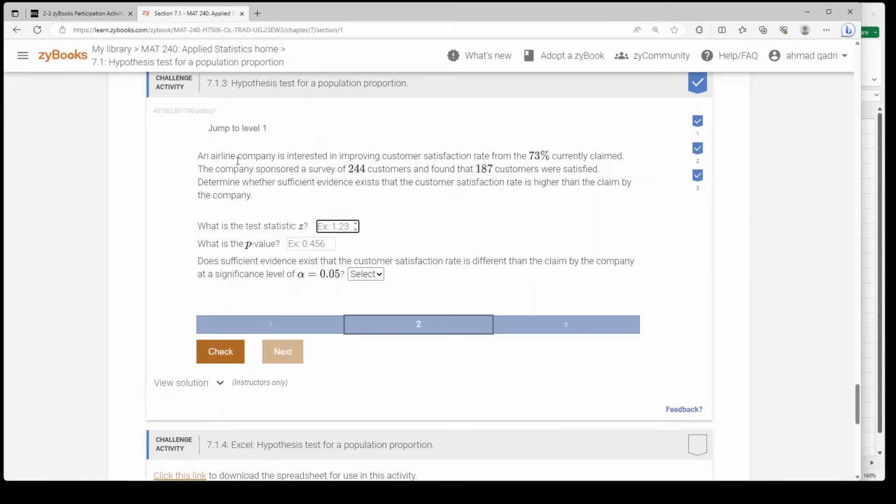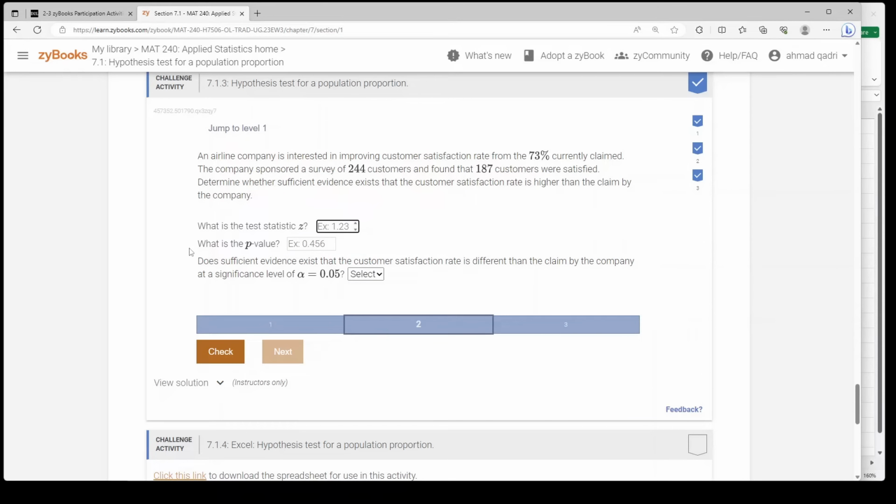The next question is, an airline company is interested in improving customer satisfaction rate from 73%, which is the current claim. The company sponsored a survey of 244 customers and found that 187 were satisfied. We need to test whether sufficient evidence exists that the customer satisfaction rate is higher than the claim by the company. Clearly this is a one-tail test, and the alternative hypothesis is that the proportion is greater than the claim, which is 73%.